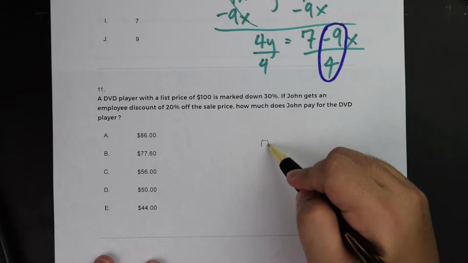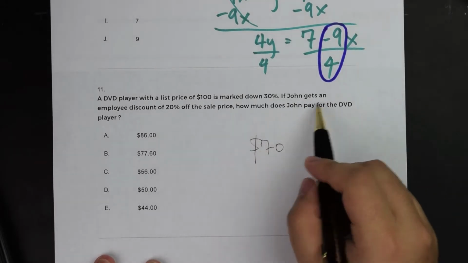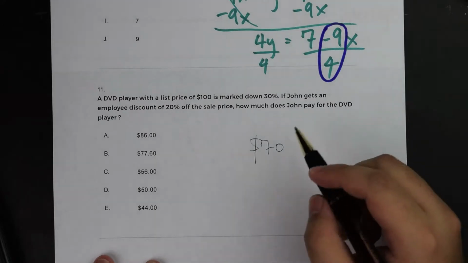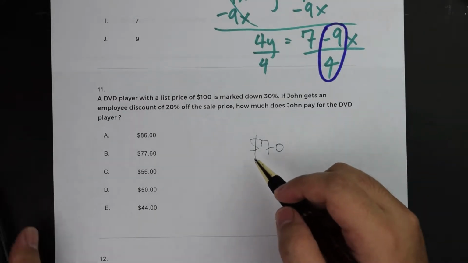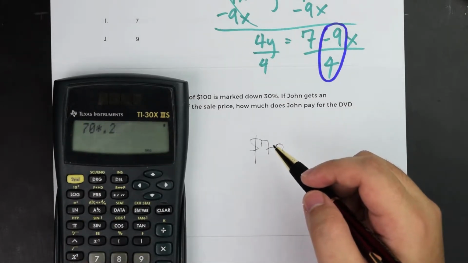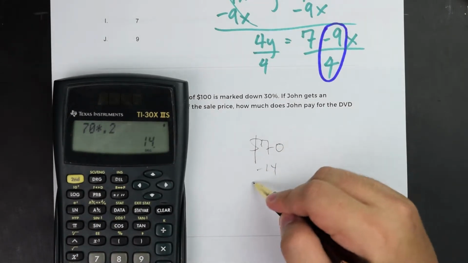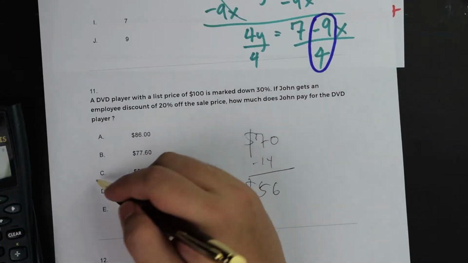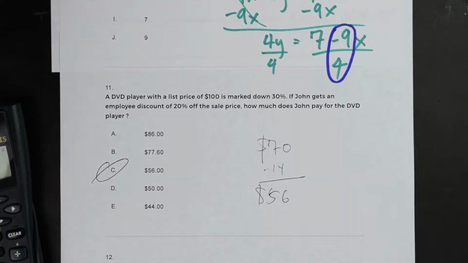Let me see the dollars left over. The employee discount is 20%. Okay, so I'm going to go ahead and get started. 70 times 0.2 is 14. So minus 14 is $56. And so how much am I paying? Okay. So for number 11, my final answer is going to be C.